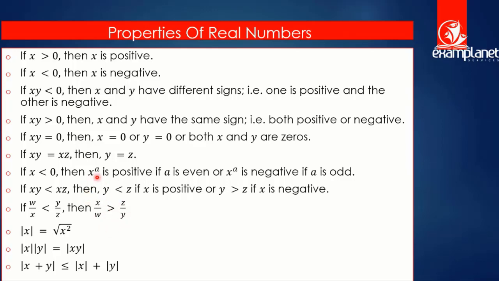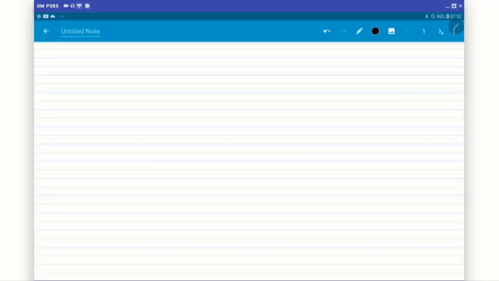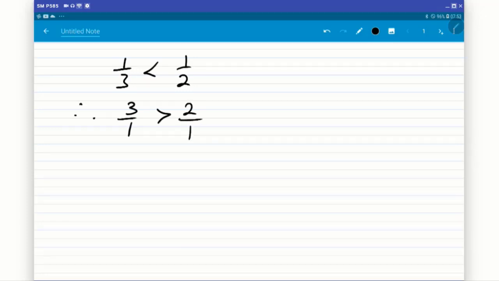Right, so that is what that point is saying. For example, 1 over 3 is less than 1 over 2. So therefore, 3 over 1 must be greater than 2 over 1. Okay, that's simply what we are talking about there.